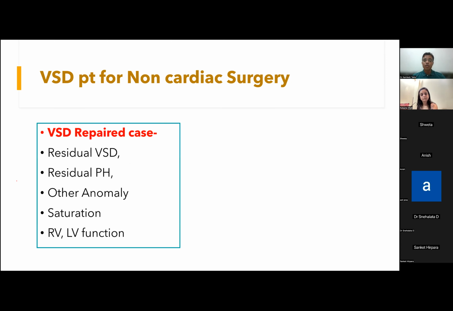For a VSD patient coming for non-cardiac surgery, if it is a repaired case, one has to look for residual VSD, residual PAH, other anomalies, whether saturation is normal or not, and RV-LV function. If all these are negative, then this can be taken as a routine surgery. There will not be additional risk. But if there is a residual VSD or residual PAH, saturation on the lower side, or function is not okay, this will become high risk for non-cardiac surgery.